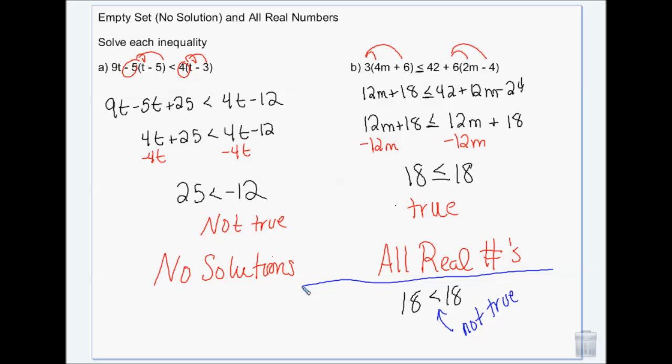What did they say, all real numbers? Yeah. Or you could use just the symbol for real numbers. Why? Because I could plug any number in there and it would make it true. Because they have a true statement. And there are no variables left, which tells me that the variables don't really matter. So I could plug in zero, I could plug in 500, I could plug in negative 32, it'll still be true.